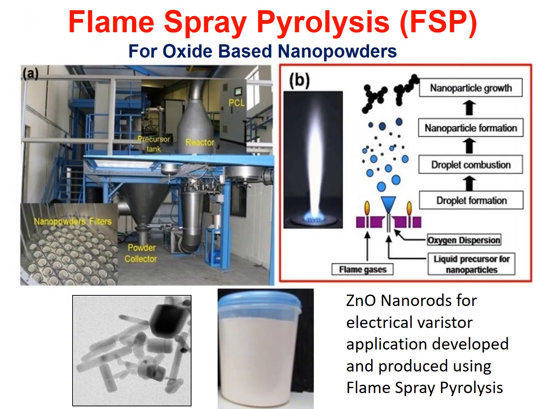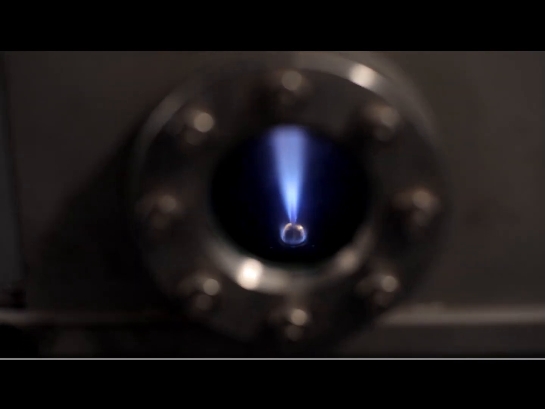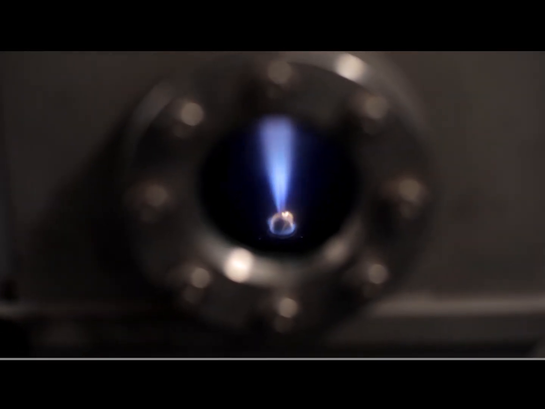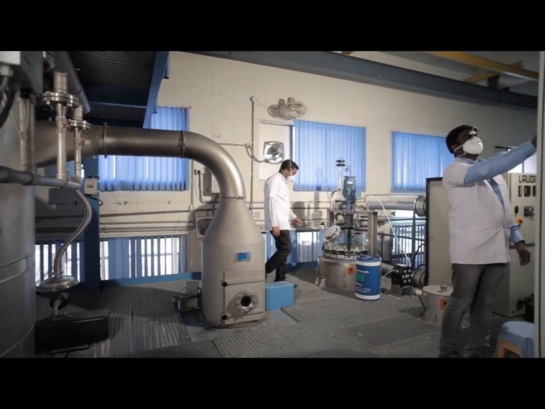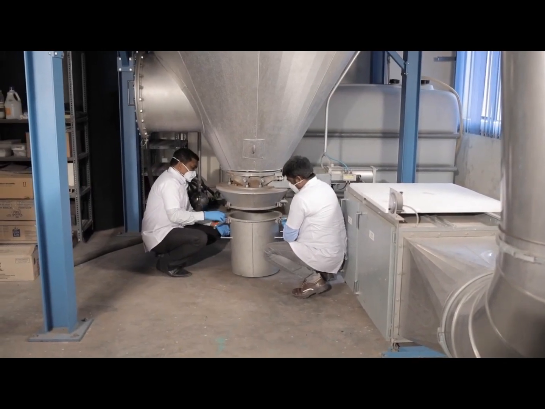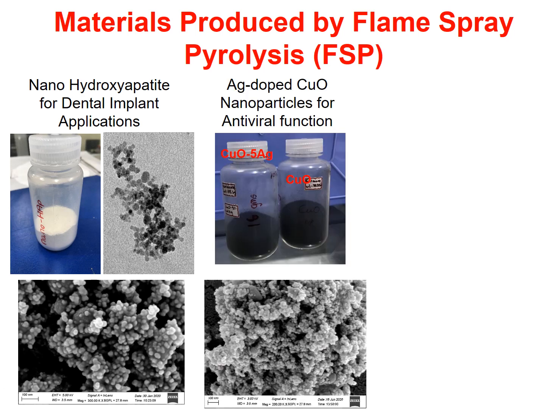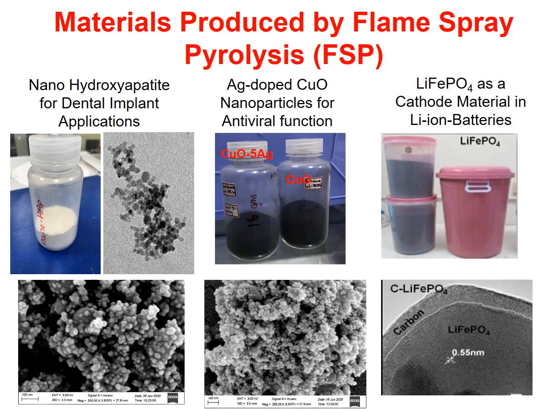Another bottom-up approach, flame spray pyrolysis, for bulk production of oxide nanopowders, is available at ARCI. The precursor solution is prepared first and then sprayed in the tall flame, where each droplet undergoes combustion to form nanoparticles, which can further grow to form clusters or nanorods. Thus formed nanopowders are finally collected. The nanopowders of hydroxyapatite, silver-doped copper oxide and lithium iron phosphate, produced by FSP, are tested for the dental implant application, antiviral functionality, and as cathode material in lithium-ion batteries respectively.